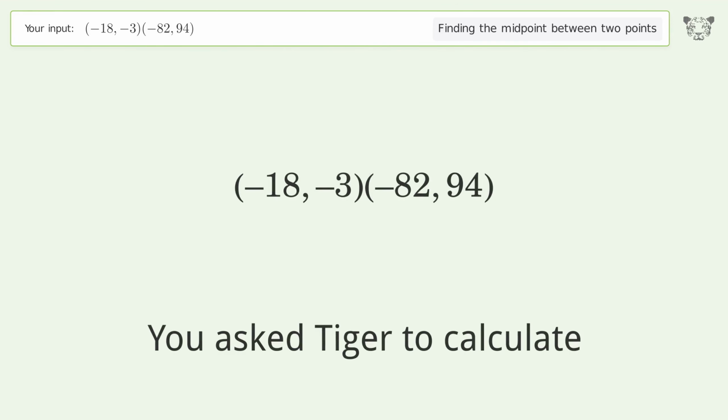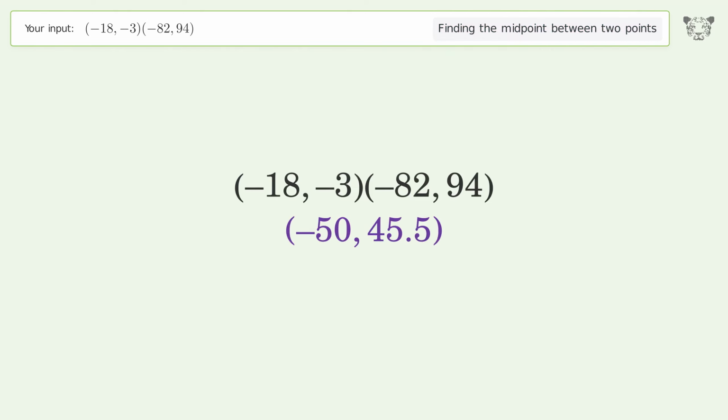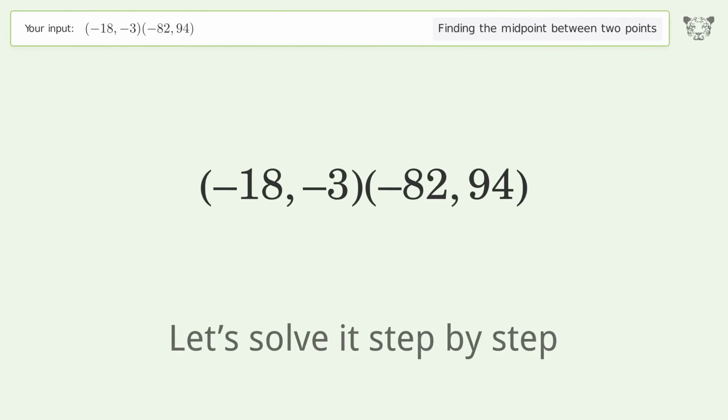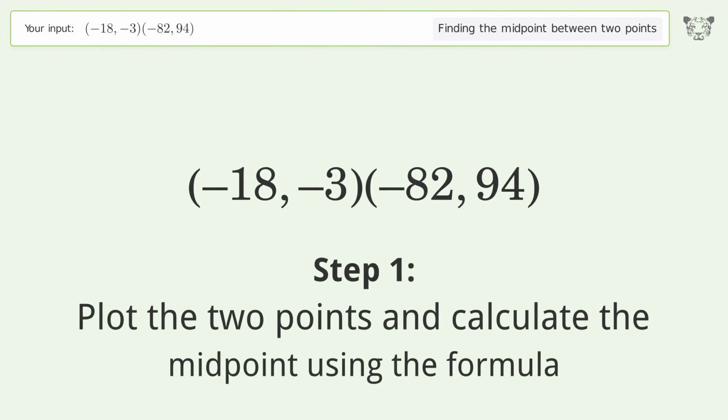You ask Tiger to calculate. This deals with finding the midpoint between 2 points. The midpoint between the 2 points is -50, 45.5. Let's solve it step by step. Plot the 2 points and calculate the midpoint using the formula.